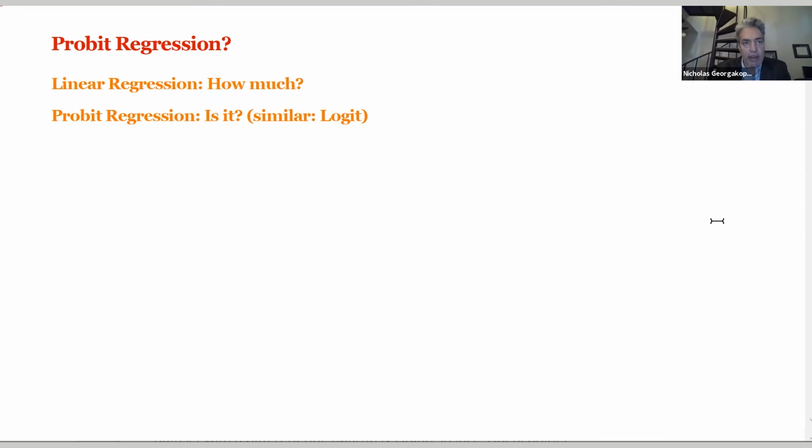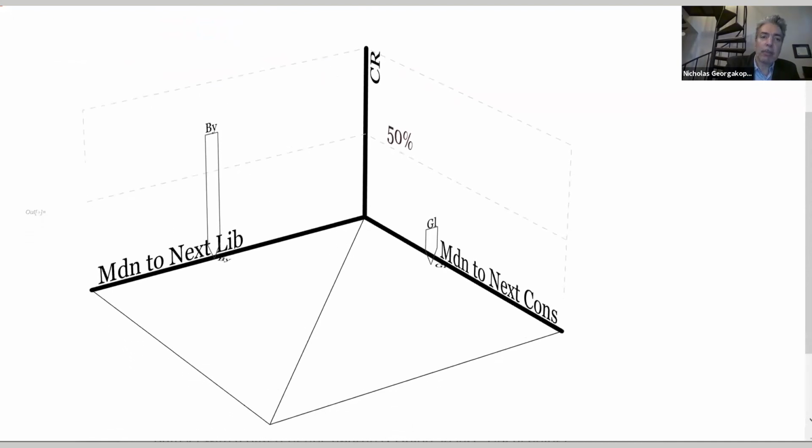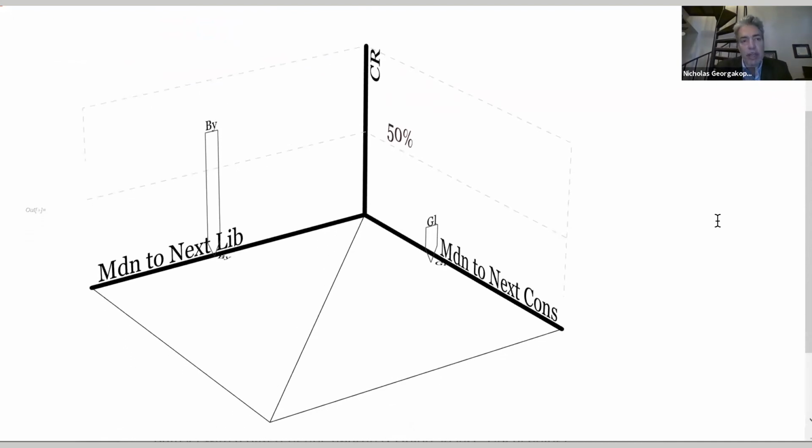data that I'm pointing out, that the distance to the next justice explains 24% of the variation. And normally I'd explain here the difference between linear and probit regression. And then I would go to this graph where I start out by only having two data points, showing two data points: the conservative ratio produced by the Breyer composition and the conservative ratio produced by the Goldberg composition.